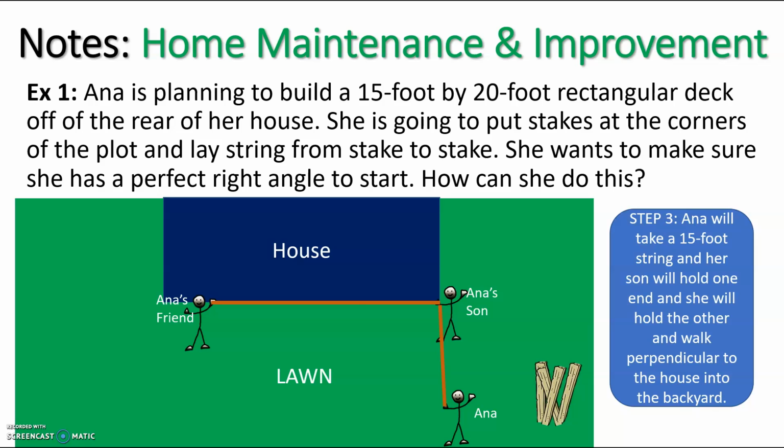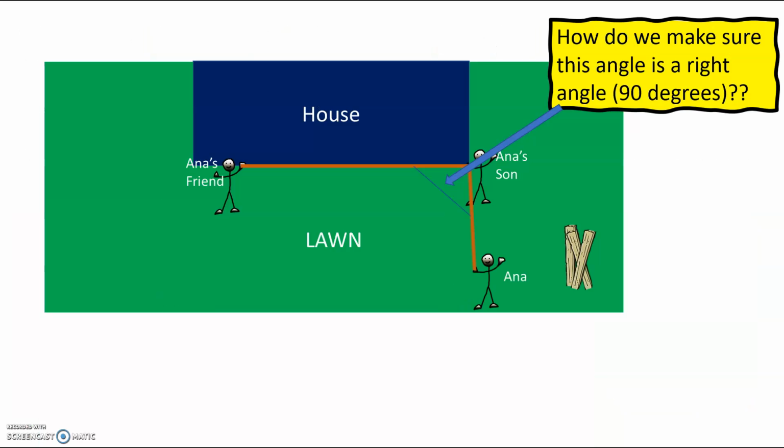Now, the issue Anna has is she can't guarantee that the angle between the house and her string, between her and her son, is a right angle, even if it appears to be so. She wants it to be exact because she wants her deck to come out nice and square. So the question is, how do we make sure this angle is a right angle, aka 90 degrees?